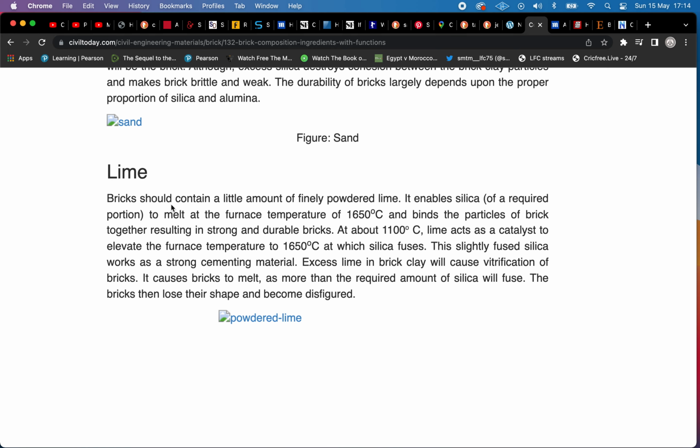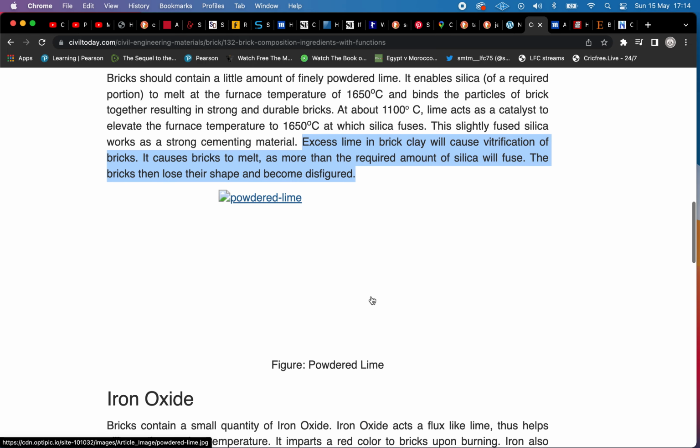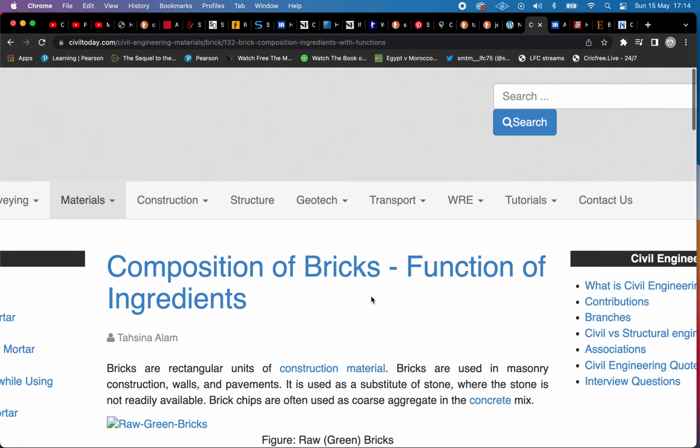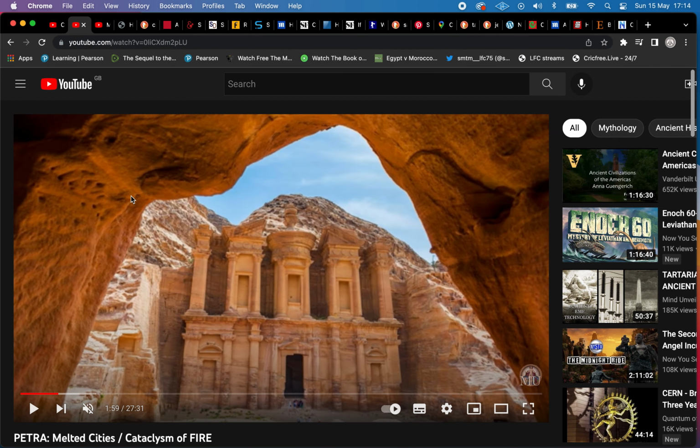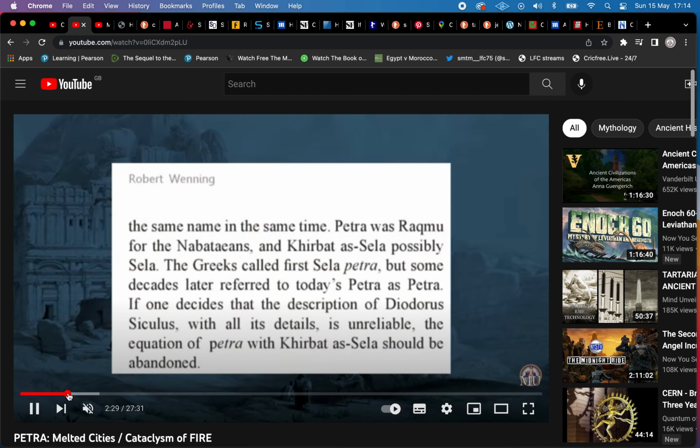So here we go. If you look at lime, the brick should contain a little amount of finely powdered lime, but excess lime will cause vitrification of bricks and causes the bricks to melt, which means that the bricks will then lose their shape and become disfigured, which is kind of what we see all the way around the world when we look at red bricks or red brick buildings. We see this disfigurement. So I'm just going to go back here to Petra.